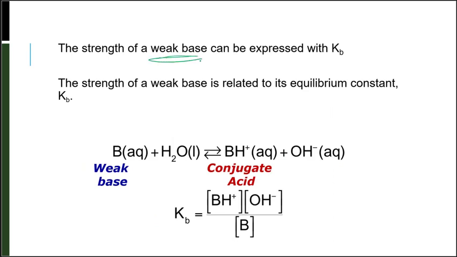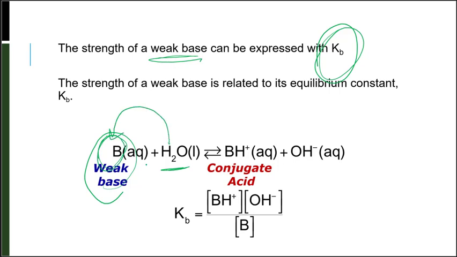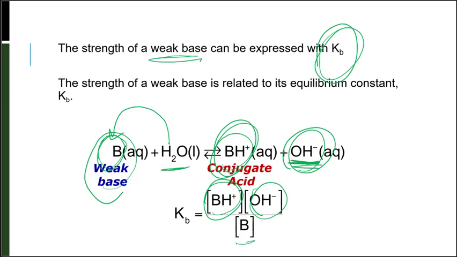We can look at a weak base by expressing it with a Kb expression. We take our weak base in water, and that's in equilibrium with, remember, bases are proton acceptors, so it's going to accept an H from H2O, and then that H2O, since it got rid of that H, is going to leave us with our OH minus. So we take the OH minus times the conjugate acid, all divided by the concentration of that weak base.